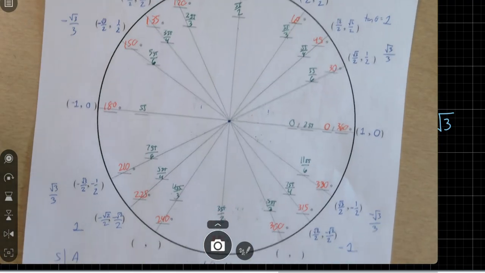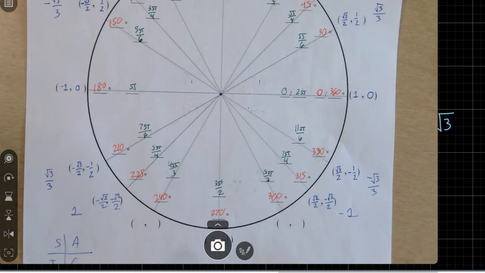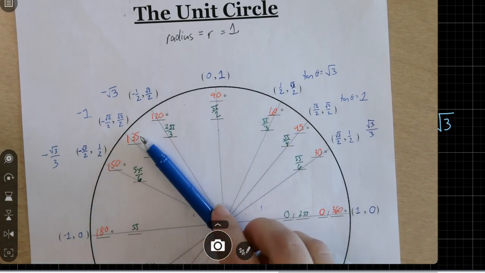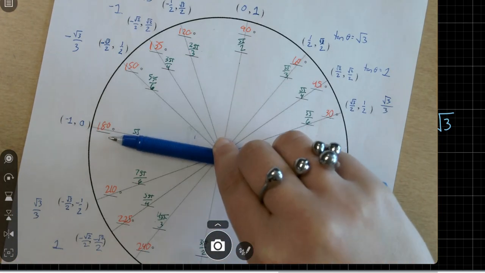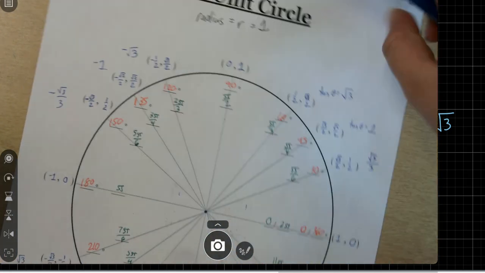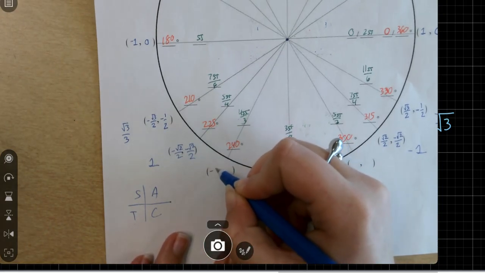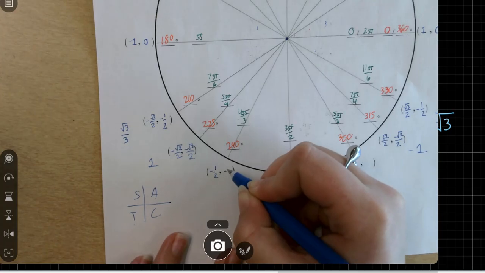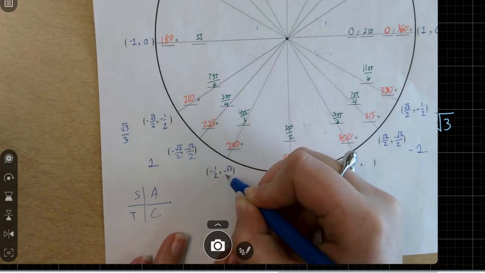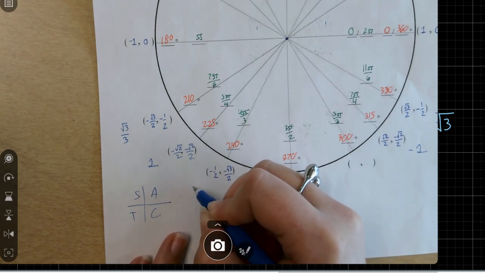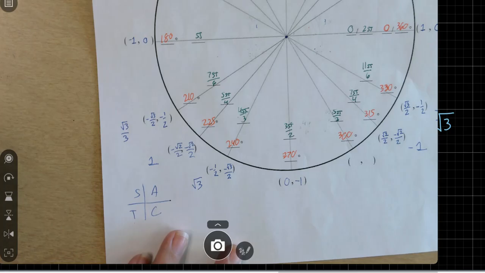What degree should I be at now? You gotta tell me when. Okay, I went 60 degrees. Then I went another 60 degrees. Then I went another 60 degrees. Then I went another 60 degrees. Where am I at? 240, yep. Okay, what is the coordinate at 240? Yep. Okay, and what's tangent? Square root of 3. Yeah.